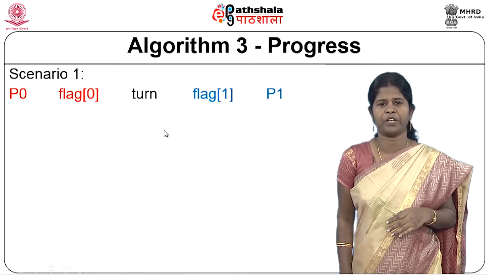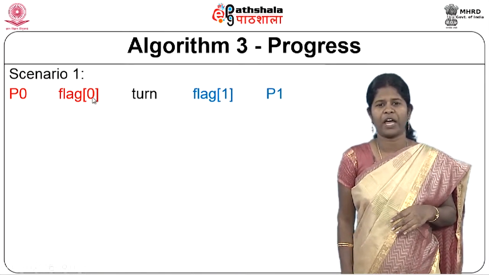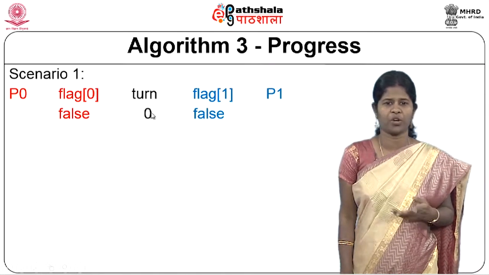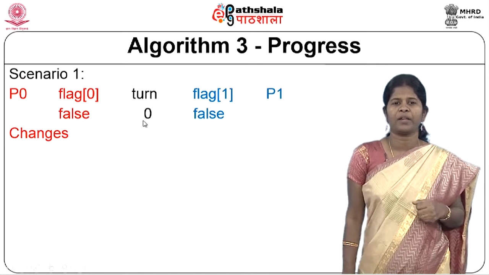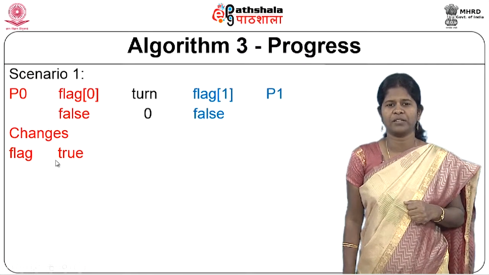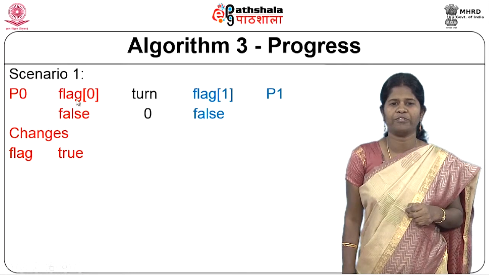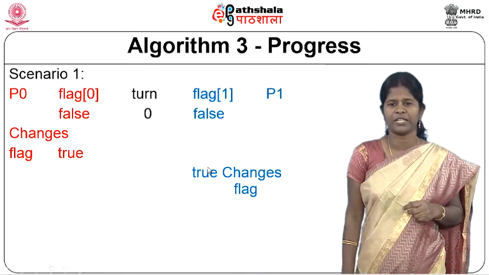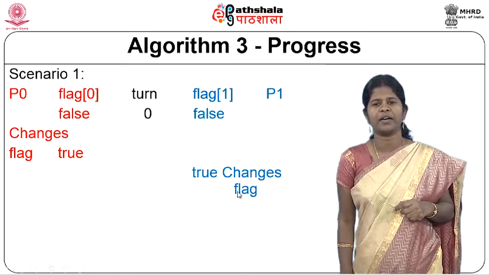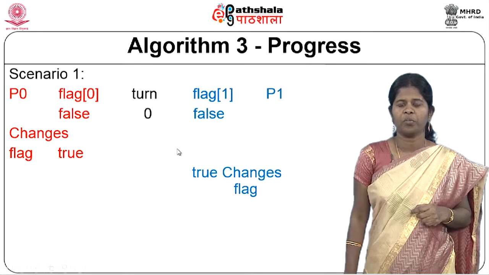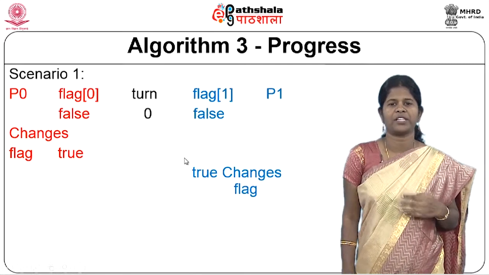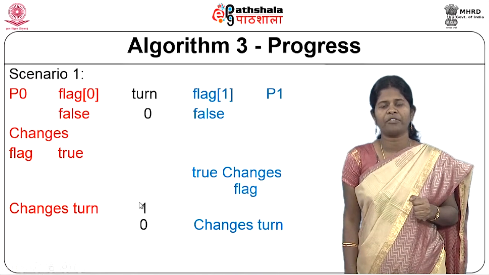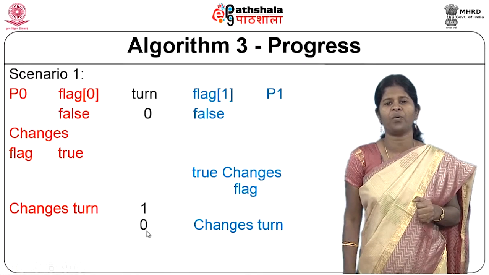So, you have process P0 and process P1, you have flag[0], flag[1] both initialized to false. Turn value can be either 0 or 1, let it be 0. Now, P0 say wants to enter critical section. So, it changes flag[0] to true. And then P1 also wants to enter critical section, P1 changes the value of flag to true. Both of them are in the entry section, they try to enter critical section. Now, who will enter critical section? That depends on who finally changes the value of turn.